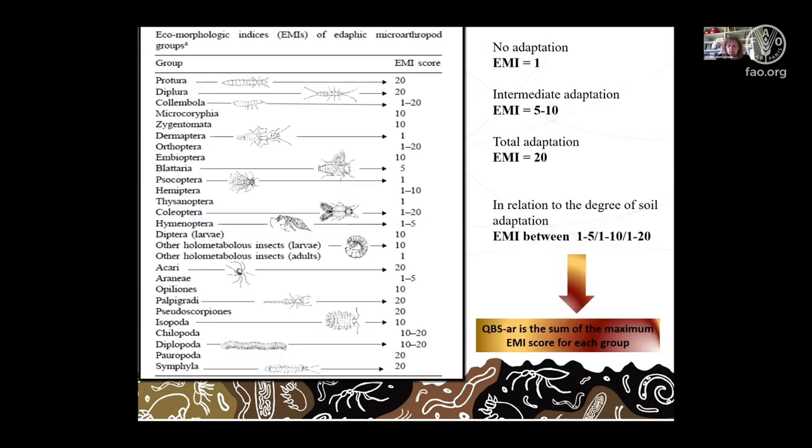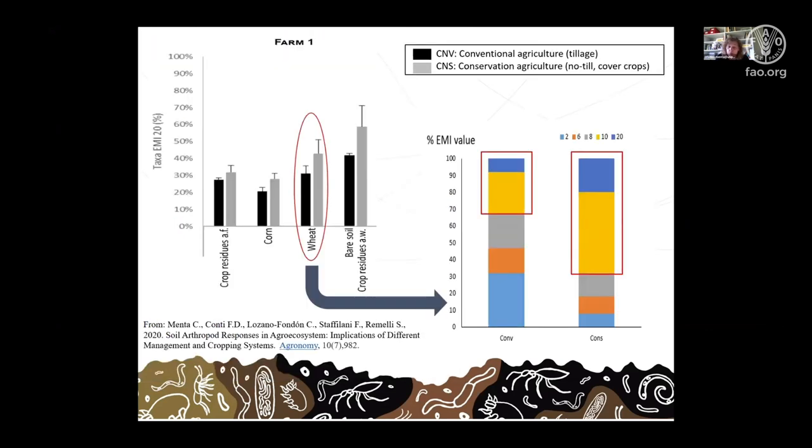And really briefly, QBS is based on the microarthropod community, separated using the ecomorphological approach, EMI. As you can see in this table, some groups report only one EMI score: 1, no adaptation, or 5 or 10, intermediate adaptation, or 20, maximum adaptation. But other groups report a range of EMI scores: 1-5, 1-10, 1-10-20. And the reason is that we have different species that show different levels of adaptation to soil. And the QBS-ar is the sum of the maximum EMI score for each group. And we can use this first approach. We can use the EMI score for obtaining a first indication on the effect of different management in an agroecosystem.